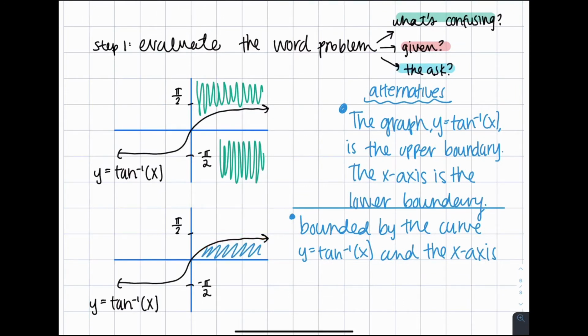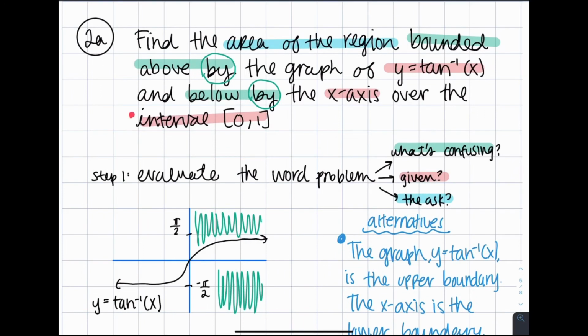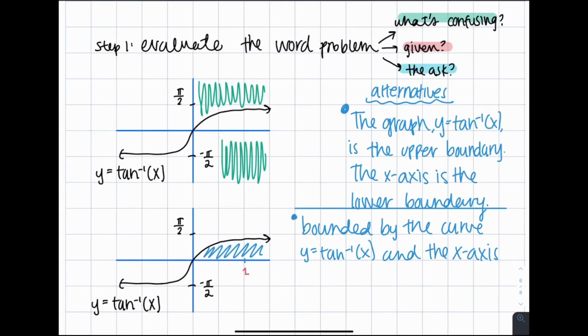And we should end up getting something like this. And we actually have one more piece from our given information, which is our closed interval, meaning that our x values are between 0 and 1, and therefore our region is constrained between these values. And this is our region that we're analyzing.